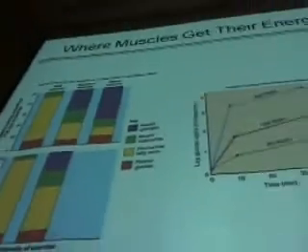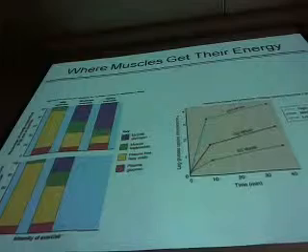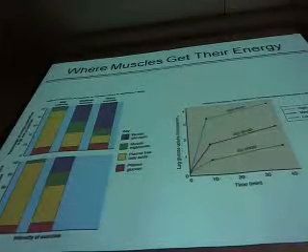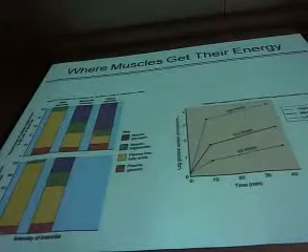So here it's looking at where it's getting high energy, medium energy, low energy, whether it's coming from glycogen, triglycerides, fatty acids, or glucose.